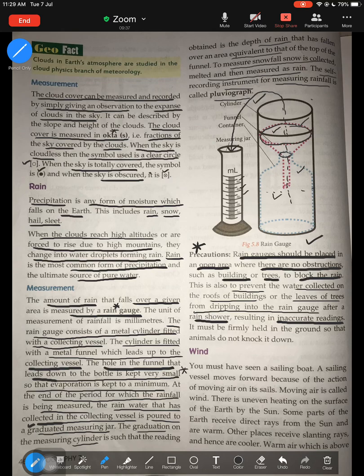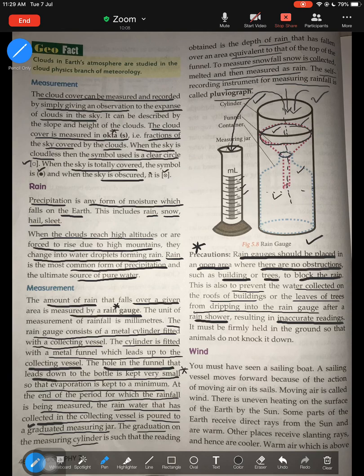So if you place this rain gauge just next to a tree or below a tree or building, what happens? The water from the trees also might drop inside and can give you inaccurate readings. The water falling from the roof of the building might also enter the rain gauge if you keep it below or near buildings or trees. So when it enters, then you will not be getting accurate readings. So in order to avoid getting inaccurate readings, you should always place your rain gauge in an open area where there is no obstruction of trees or buildings.